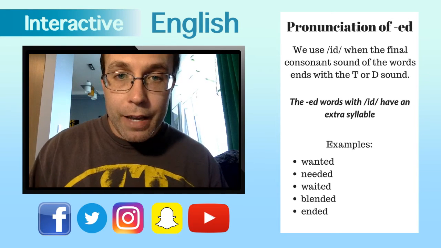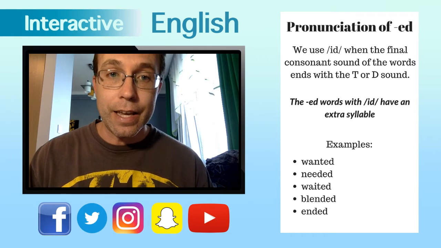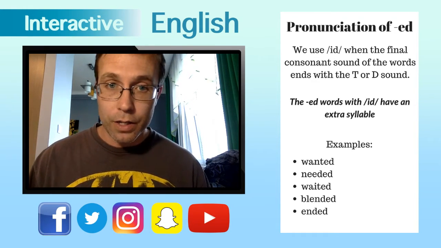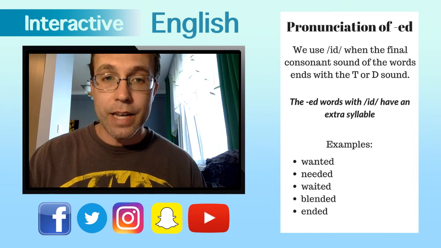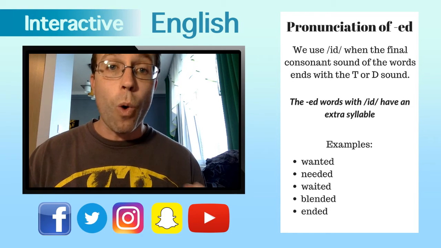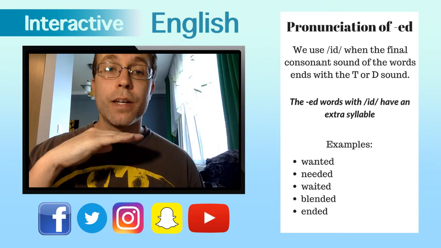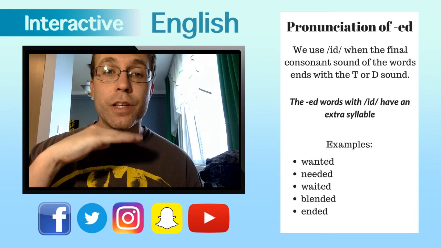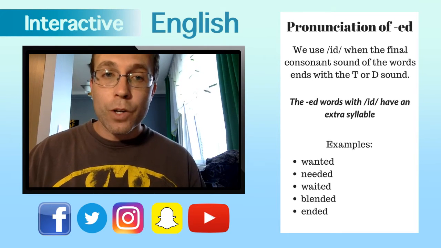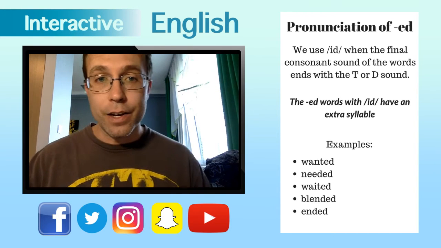So that is why, if it ends with a T or D sound, it's going to have the id, which is basically going to add one more syllable to the word. And a syllable is just a unit of sound. So want, all right, it's one syllable. And we know this, we can put our finger under our chin: want. However many times your chin touches your hand, that's a syllable, that's a unit of sound. So wanted adds an additional syllable, that id: wanted.